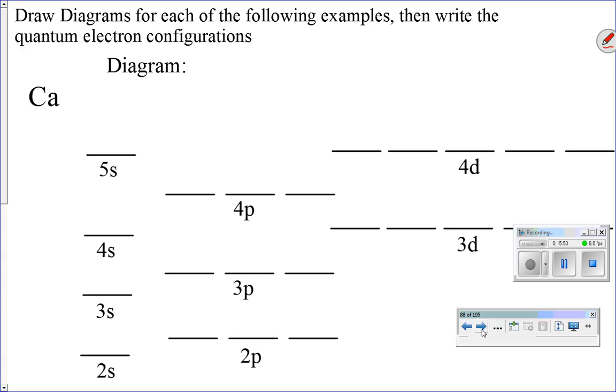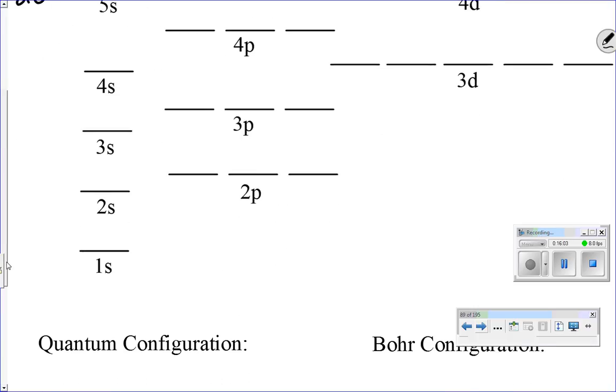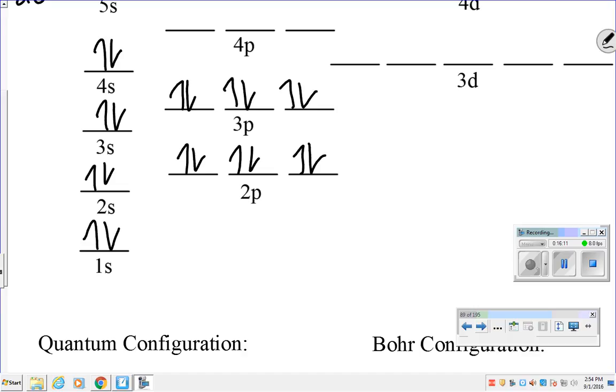Another silicon, sorry. So next I want you to try calcium. Pause the video for just a moment and do your diagram for calcium. Remember that you're following the Christmas tree diagram the whole time that you are doing this. So hopefully your configuration diagram looks like this.